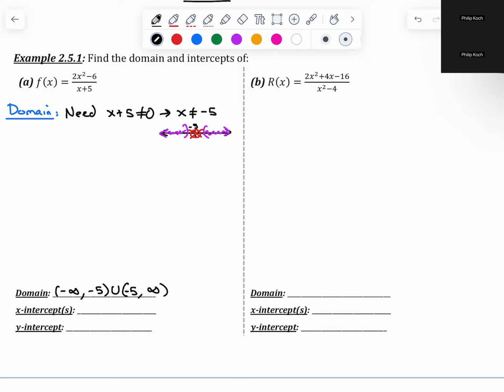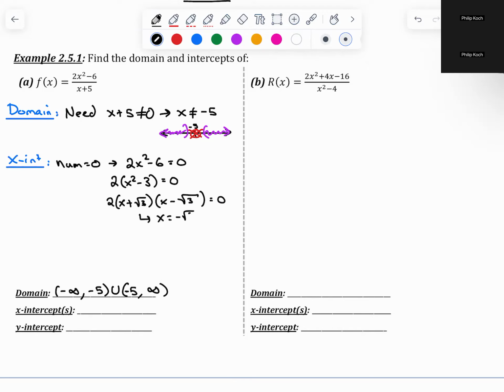And then the x-intercepts. So technically speaking, you're setting y equal to 0. You're setting the function equal to 0 and solving for it. But with a rational function, that only happens if the numerator equals 0. So I'm going to skip the middleman and just say numerator equals 0, which gives me 2x² − 6 = 0. That factors to 2(x² − 3) = 0. You can factor out a GCF of 2. And then remember, anything can be a difference of squares if you really want it bad enough. So yes, 3 is not a perfect square, but you can write it as a square. So you can factor this to (x + √3)(x − √3) = 0, which gives me x = −√3 and x = √3.